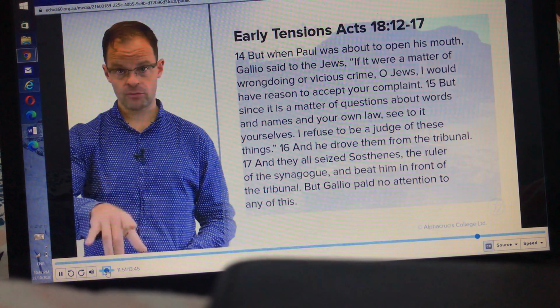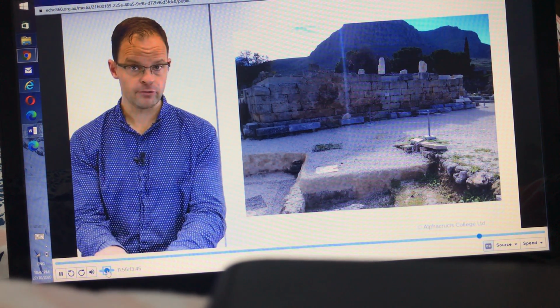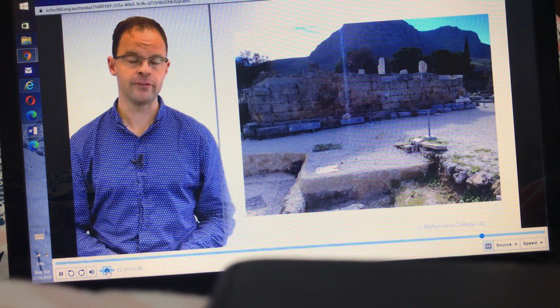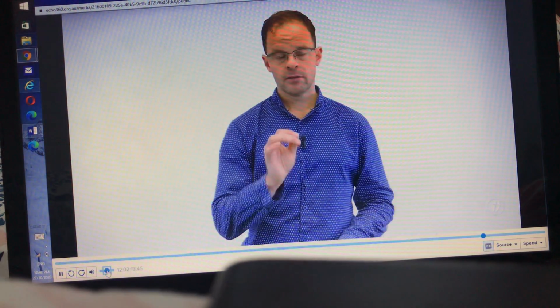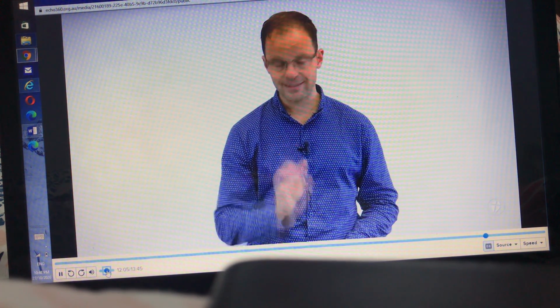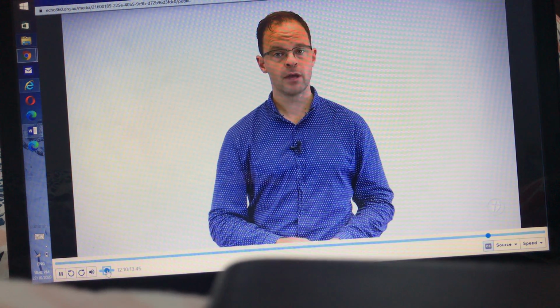By the way, these pictures that I'm showing you along the side show the actual place where this took place. This is the seat of judgment in the Forum of Corinth. So this is exactly where Paul would have stood when all of these events were happening. Let me just finish on this point. This is what is really quite significant about the Christian community in Corinth.